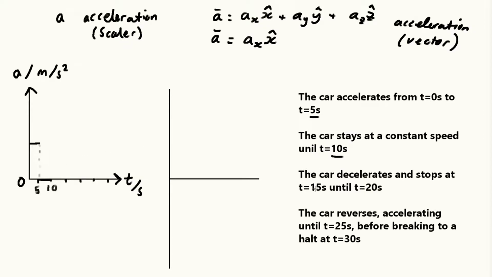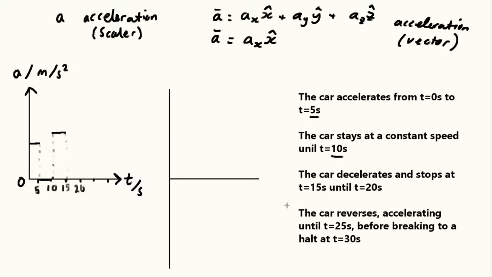From 10 seconds to 15 seconds, the car decelerates. Once again, as this is only the scalar acceleration, it means an acceleration in any direction will always have a positive value. Therefore, if we are decelerating, we can just draw another straight line. And then I will join it up with a dotted line to the bottom of the graph. And we shall mark 15 seconds on here. The car then decelerates and stops until 20 seconds. If the car has stopped, then obviously there is no acceleration.